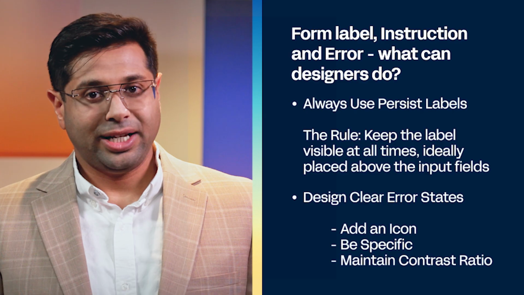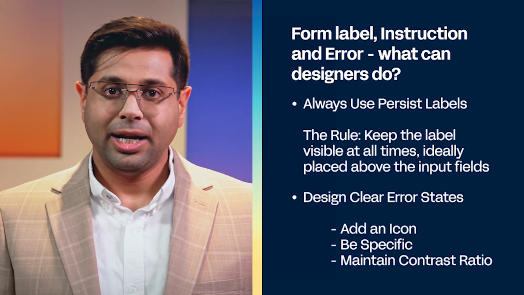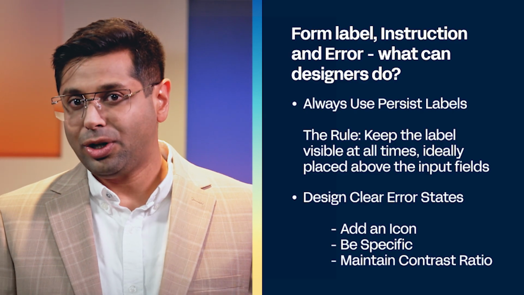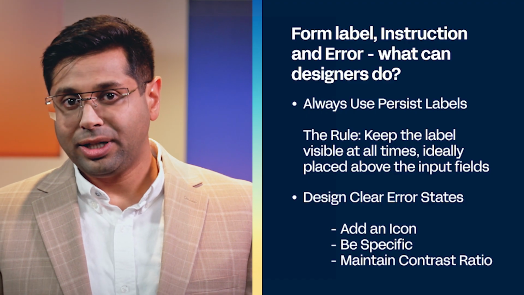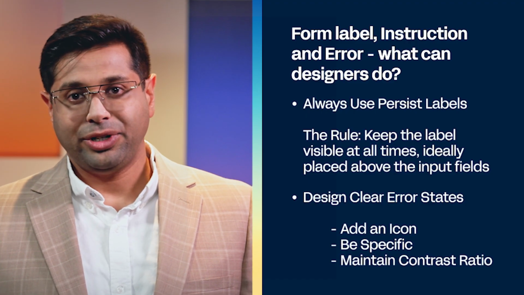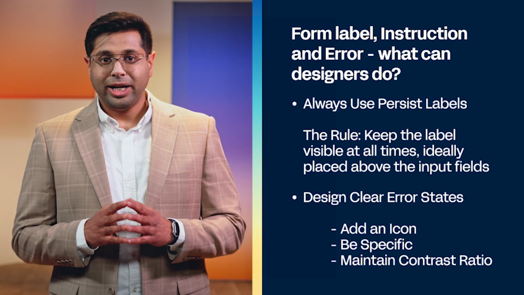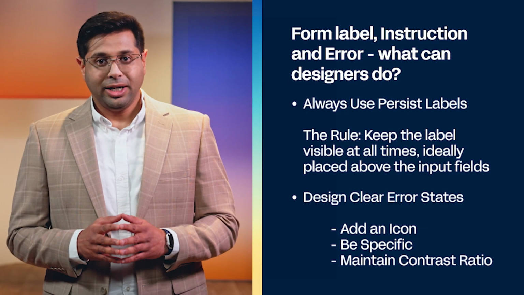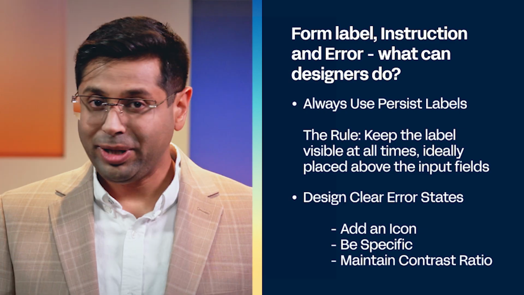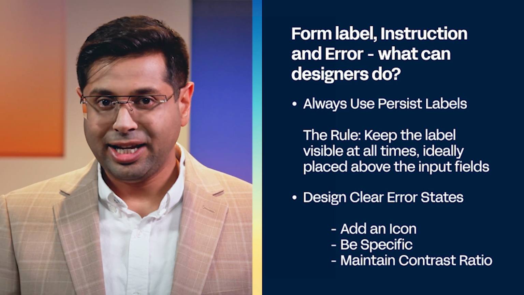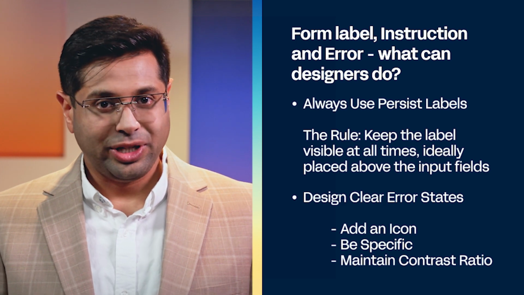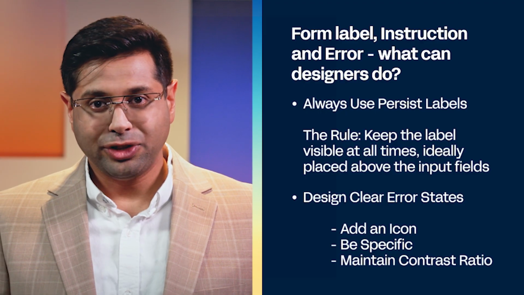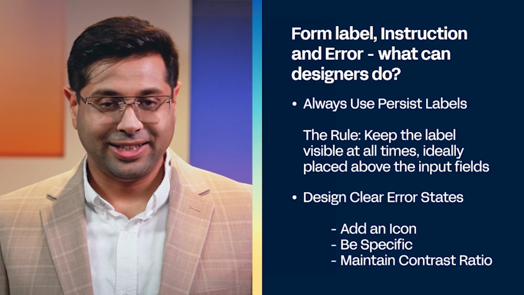Design clear error states. Using colors, especially red alone, is not enough to communicate an error, as users with red-green color blindness may not see the difference. Instead, include an error or alert icon next to the error message. Be specific. Don't just say invalid input. Use the error text to explain how to fix it. For example, Password must include at least one special character.